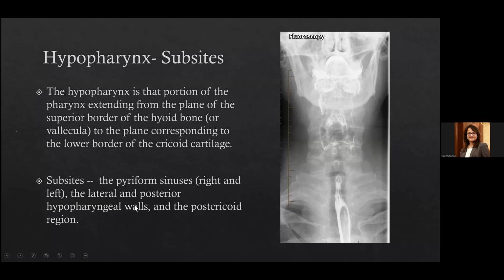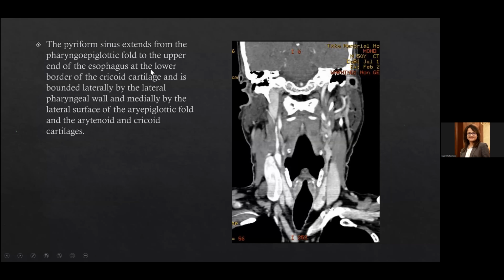The subtypes which we ought to look at include the pyriform sinus, the lateral and posterior pharyngeal walls, and the postcricoid region. So let's start with the pyriform sinus. The pyriform sinus extends from the pharyngoepiglottic fold to the upper end of the esophagus at the lower border of the cricoid cartilage, and it is bounded laterally by the lateral pharyngeal wall and medially by the lateral surface of the aryepiglottic fold, arytenoid, and cricoid. So this we all know: it is bounded medially by the aryepiglottic fold and more inferiorly by the arytenoid, and laterally by the lateral pharyngeal wall.